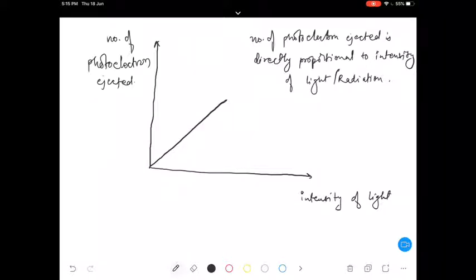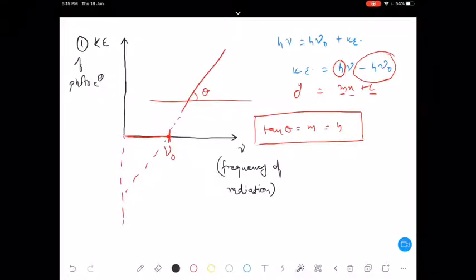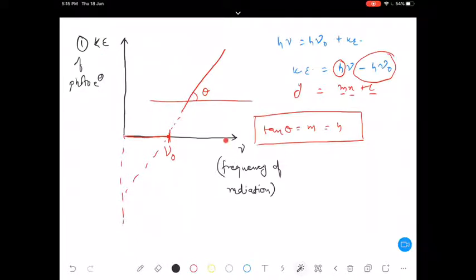Clear? These are some of the graphical representations of this photoelectric effect. Again, just like this, we can define a graph for kinetic energy versus wavelength of incident radiation. That also we can do, right? Any confusion, any doubt?